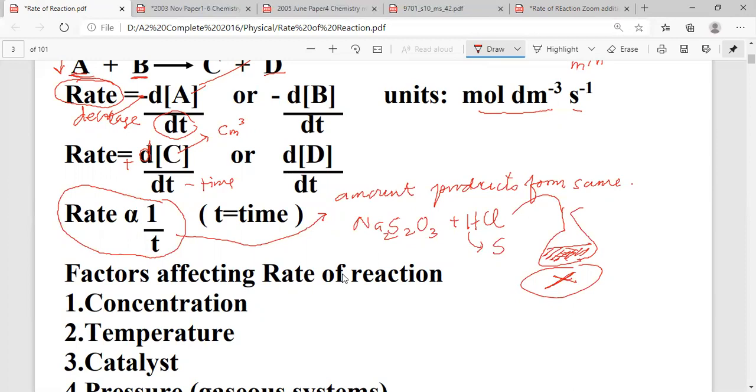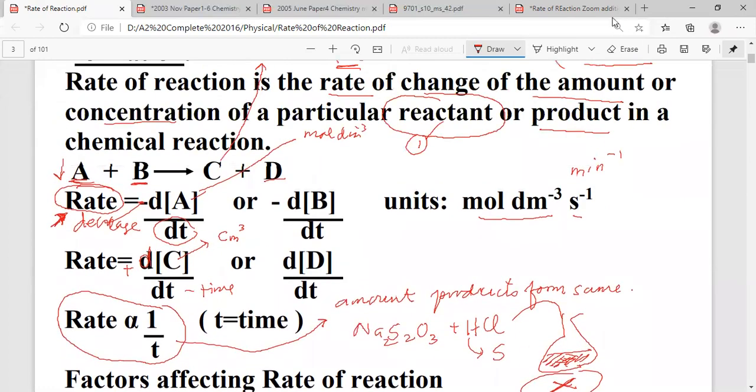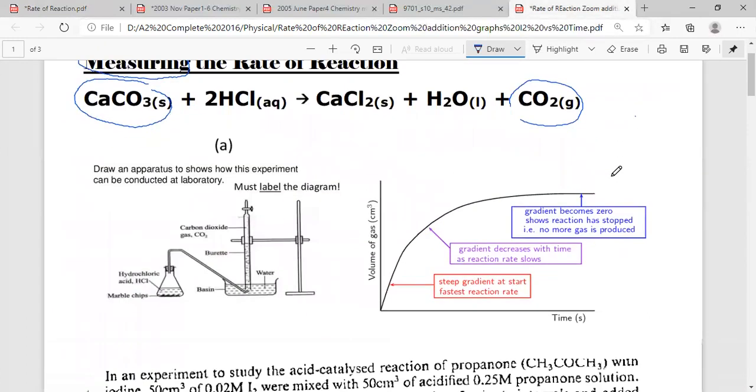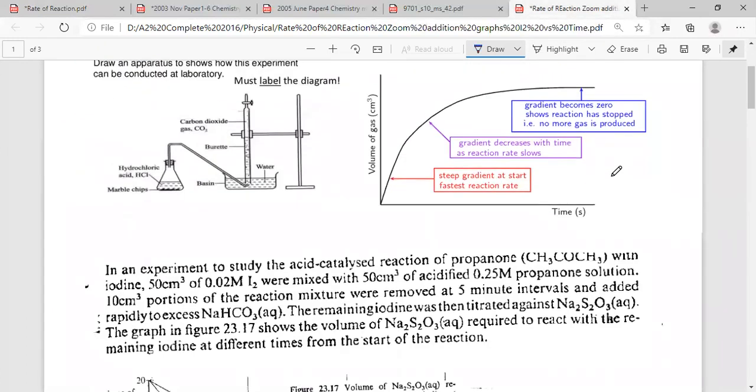But we are using more of this one here, where the rate of change is the decrease in the concentration of reactants. Now, going back to your Form 5, this is the diagram where you calculate the rate. Remember, Form 5 is only about calculating or determining the rate.